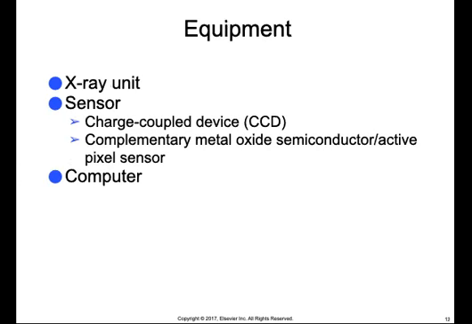The equipment that you'll be using for digital imaging is a regular X-ray unit, a sensor, which can be one of two types, a charge coupled device or CCD, or a complementary metal oxide semiconductor or an active pixel sensor. Also, you will need a computer to connect your sensor to. So a CCD is a solid state detector that contains a silicon chip with an electronic circuit embedded in it.